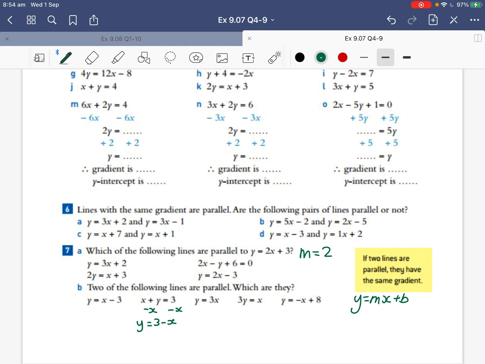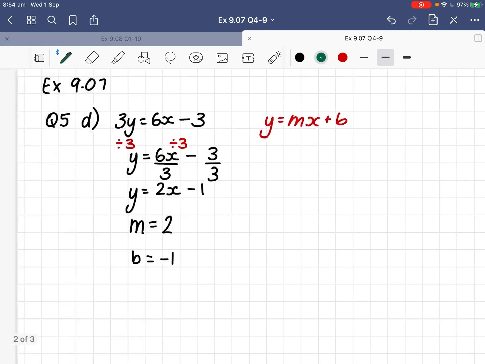This one's in the form of y equals mx plus b. This one is not, and this one is. So we'd have to rearrange this one. We'll have to divide by 3 to get y equals x over 3. Now that they're all in the same form of y equals mx plus b, you need to work out what their gradients are and which ones have the same gradient.